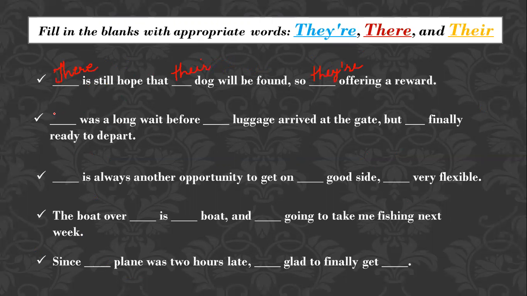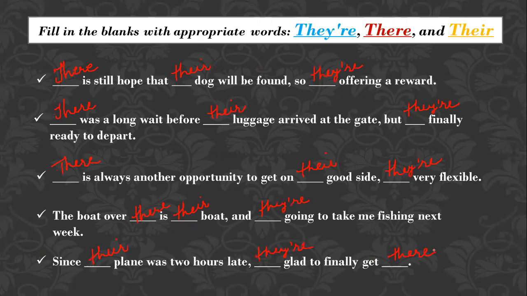So again, in the second one: There was a long wait. So there over here is acting as an introducing subject, before their luggage, possessive adjective, and they're, contracted form of they and are. Then again in the third one, there is always there as an introducing subject: there's another opportunity to get on their good side. They're very flexible, right? The boat over there is their boat, possessive adjective, and they're going to take me fishing next week. Since their plane was 2 hours late, they're glad to finally get there.